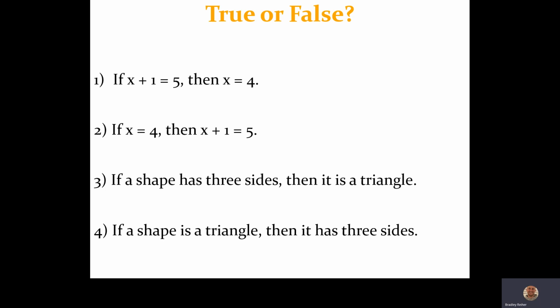Let's try another one. If a shape has 3 sides, then it is a triangle. True statement. Keep if and then where they are. Switch the hypothesis and the conclusion. If a shape is a triangle, then it has 3 sides. It's also true. We switched hypothesis and conclusion, and it still had the same truth value. You think it's always going to be that way. These were mathematical examples, and it seemed like hypothesis and conclusion switching has the same truth value as the original conditional.